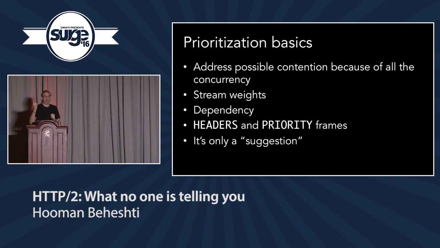There are two mechanisms in priorities. There's a weight, which is essentially the priority of a stream, and there's a dependency. So you can build a tree, essentially, out of this.